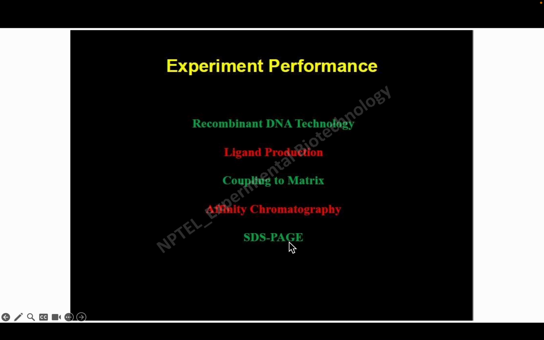Now you have the ligand isolated. If you want to purify those adapter proteins, the adapter proteins will bind with the ligand. So we use the ligand as a molecule coupled to the matrix, so that whenever we pass the crude cell extract, those adapter proteins will get bound with the ligand, and then we do the affinity purification, run the gel and see.